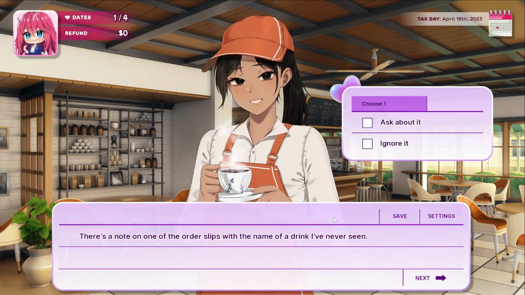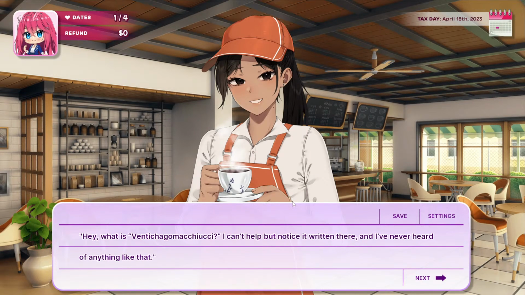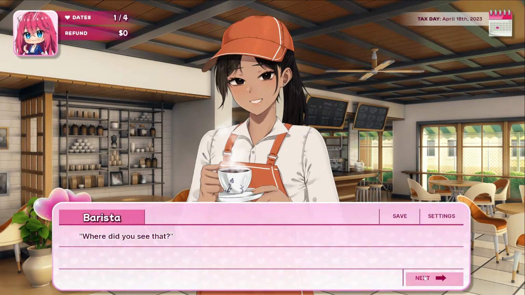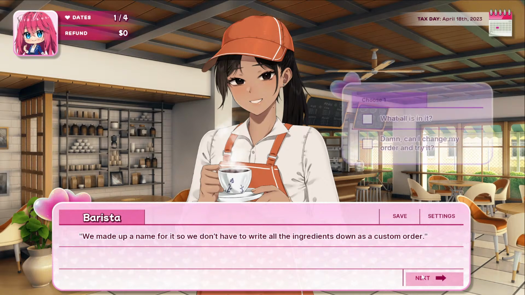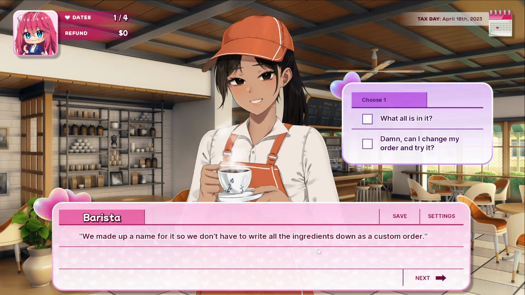There's a note on one of the order slips with the name of a drink I've never seen. Okay, let's ask about it. Okay, what is Vente Chago Maguchi? I can't have notes written there. Okay. Where did you see that? Oh, haha, I see. It's on the receipt there. Not a real menu item. It's this pink-haired girl who orders the craziest thing I've ever seen. Never seen a human drink that. We made up a name for it, so we don't have to write all the ingredients down as a custom order.